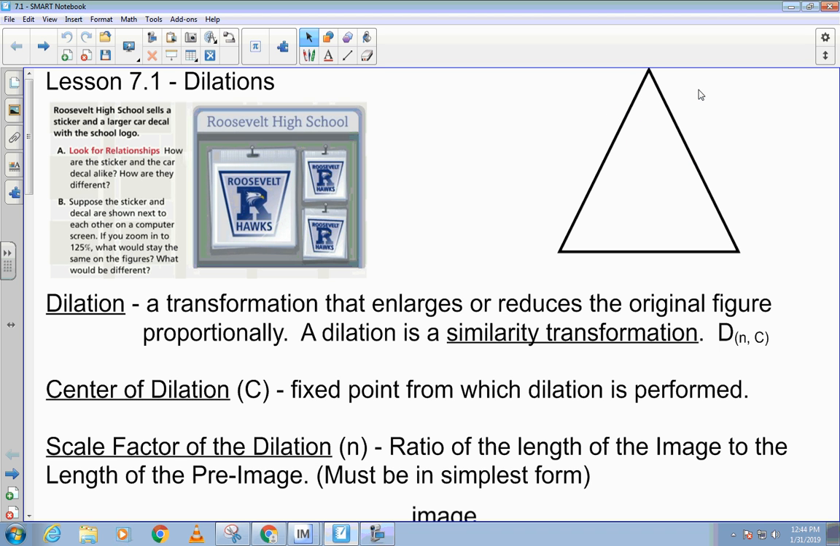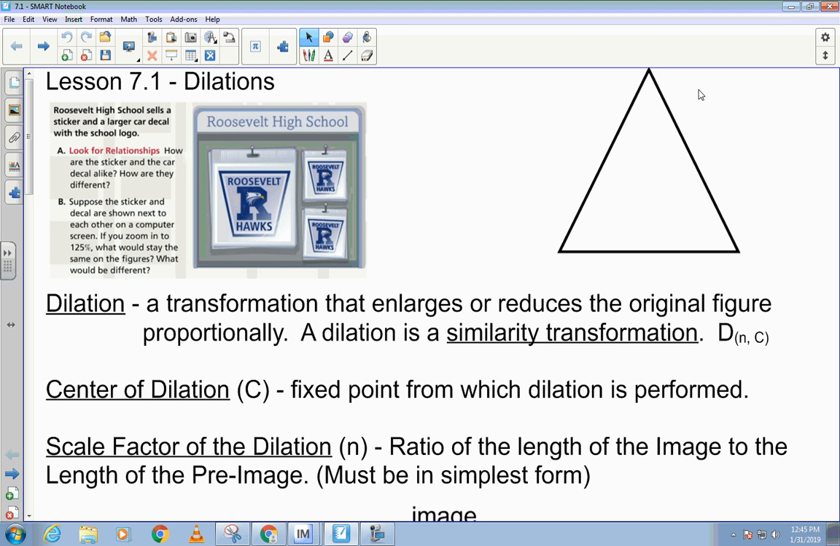Okay, so we are talking about dilations today. If you remember back a couple of chapters ago, we talked about different types of transformations. We talked about reflection, rotation, and translation, and those are all rigid motion. Remember what rigid motion is? Nothing changes. The size of the shape doesn't change, just the place. Okay, and so those are rigid motion.